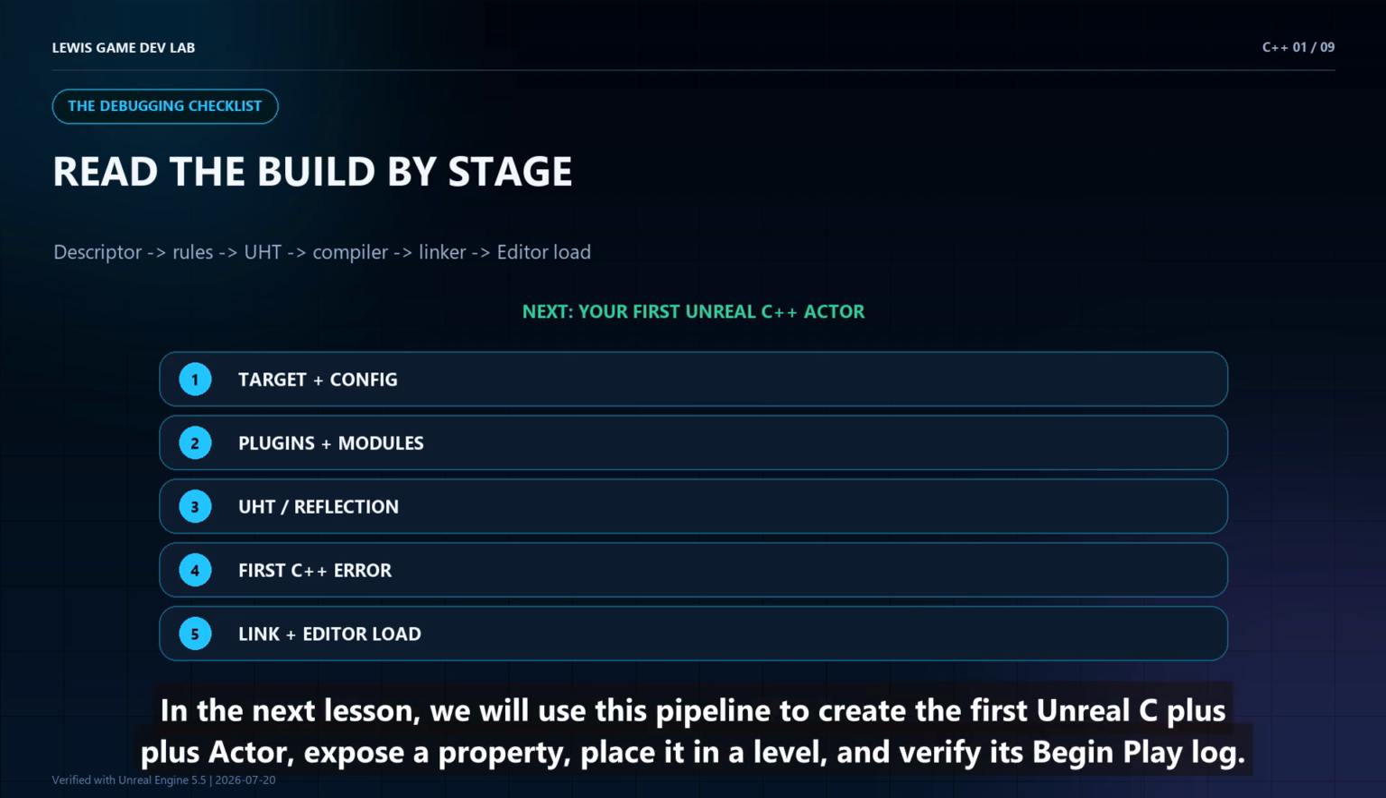In the next lesson, we will use this pipeline to create the first Unreal C++ actor, expose a property, place it in a level, and verify its BeginPlay log.